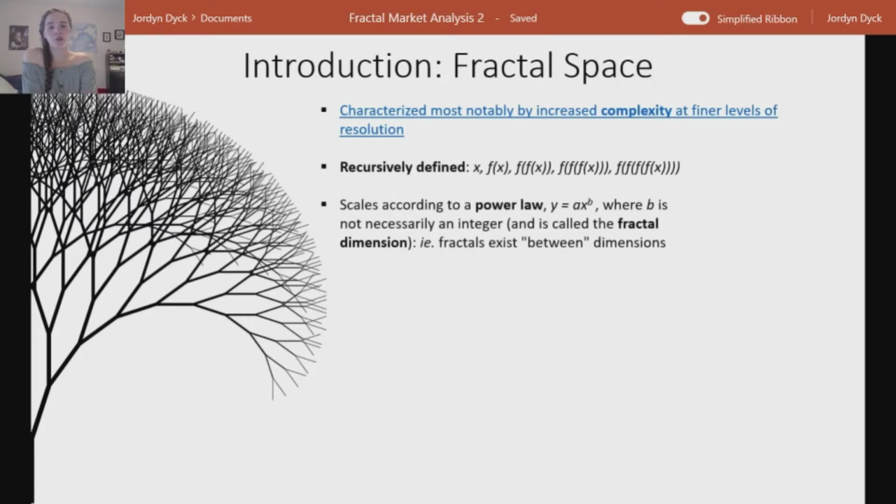Fractals scale according to a power law, y equals ax to the b, where b is not necessarily an integer, and b is called the fractal dimension. So with fractals, it's usually not an integer. Actually, I can't think of one where it is an integer. Again, I'm not an expert, so. So this basically means that fractals exist between dimensions.